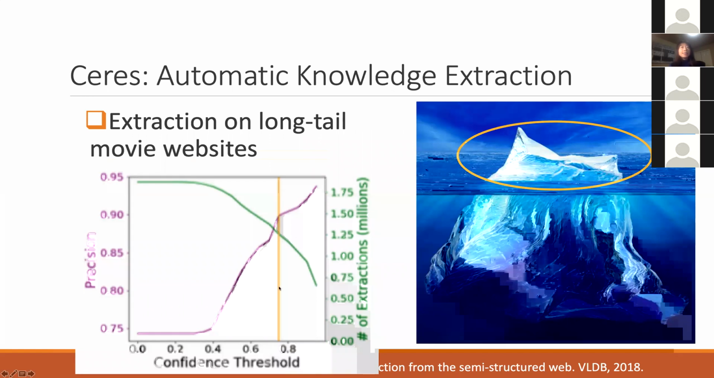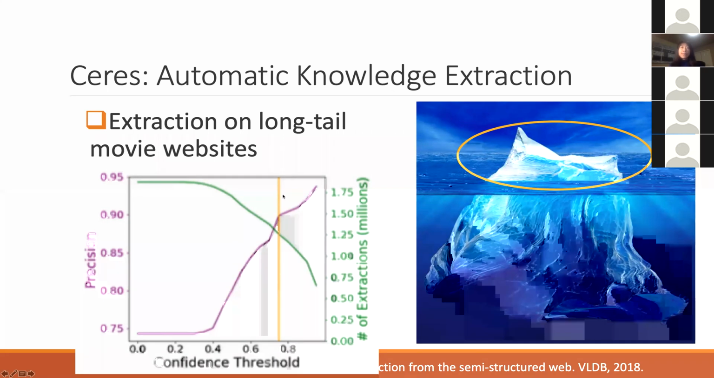So this figure shows the precision and the yield curve. As we change the confidence threshold, we see the precision will go up, and certainly the yield will go down. And at this point, annotated by this vertical yellow line, our precision is 90%, and we get about 1.25 million triples. So far, we are able to take care of the part of the iceberg above the water. So we are able to extract on those attributes that we already modeled in our ontology.